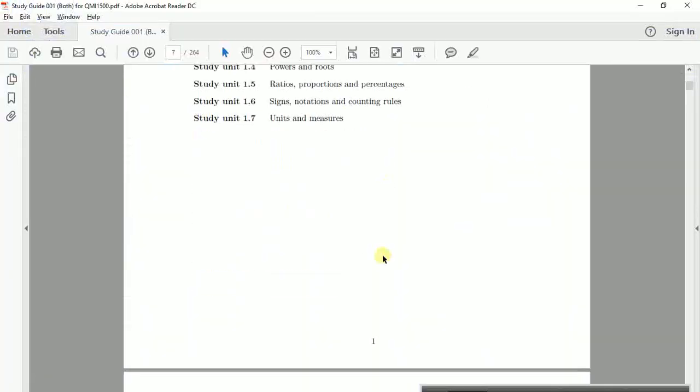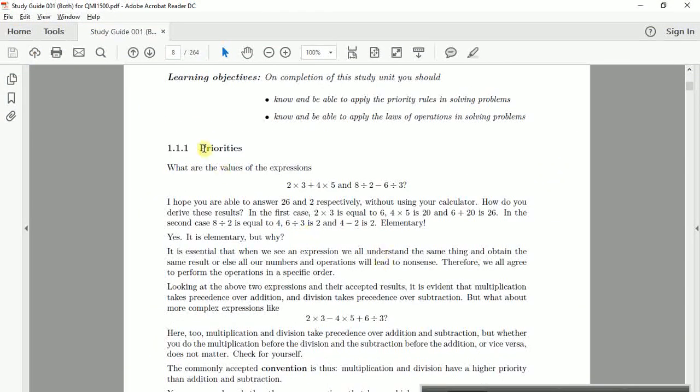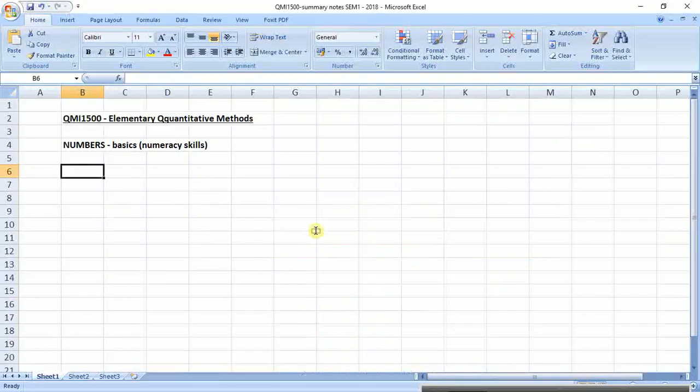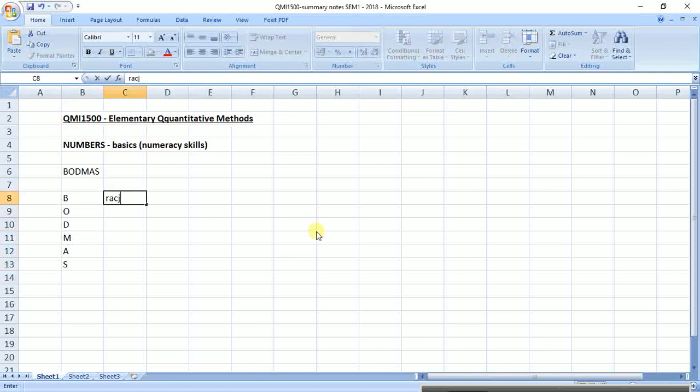So what do we have here? First thing is priorities. You've probably heard of this. This is to summarize what's in the textbook: BODMAS. What does BODMAS stand for? B-O-D-M-A-S. BODMAS is for the brackets. Where do you get that? No, I'm writing it down. This is my own summary for this.